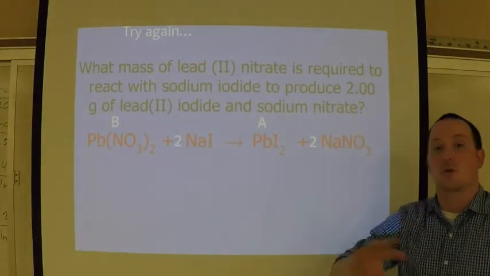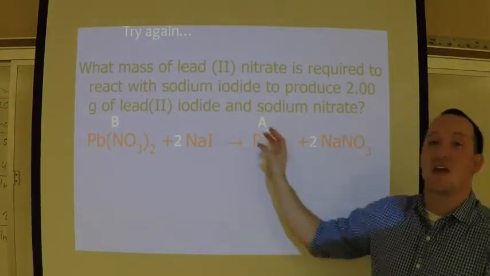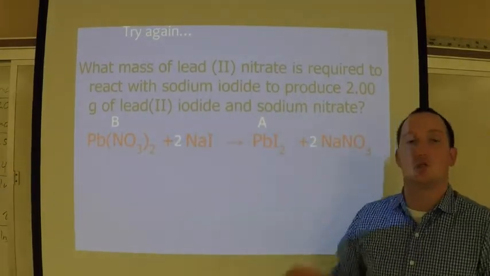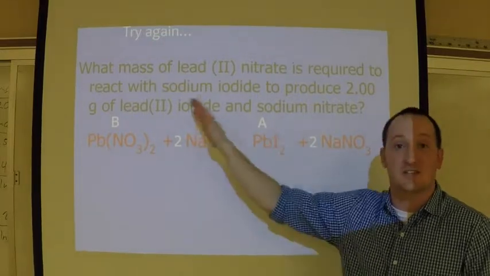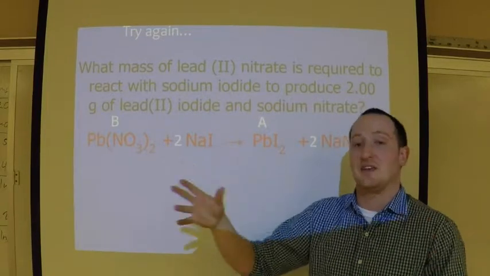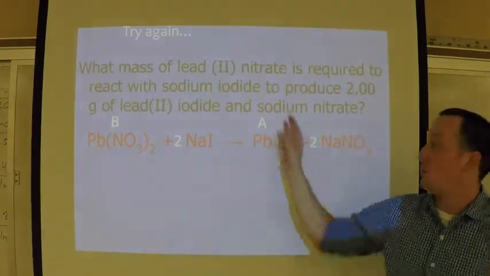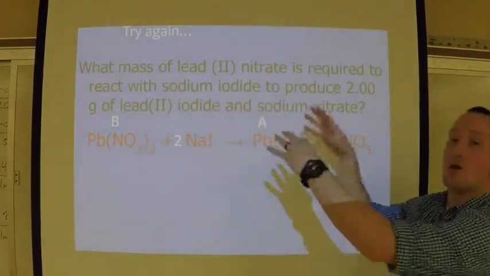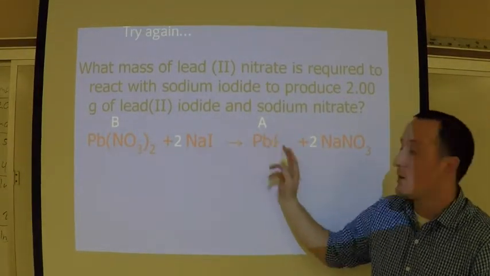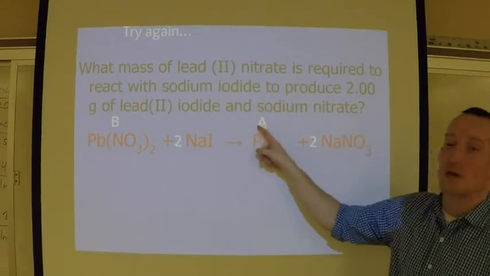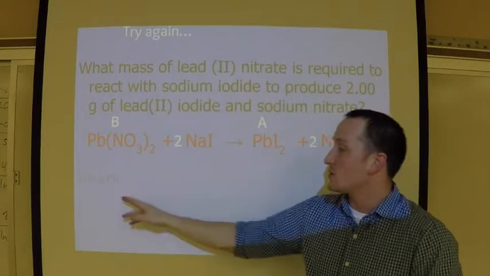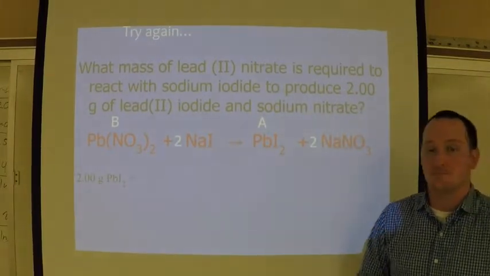Here's what I want you to notice. On the previous problem, my substance A was on the left side and my substance B was on the right. A and B do not always have to be on opposite sides of the reaction. This could have been my substance A and this could have been my substance B. It doesn't matter. A and B could both be on the same side of the reaction. They could be on opposite sides of the reaction. It does not matter. Okay, so this is what I'm given. This is what I'm looking for. So I start with my information that I'm given about lead 2 iodide. And I want to produce 2 grams of it. So I'm going to start with my 2 grams of lead 2 iodide.